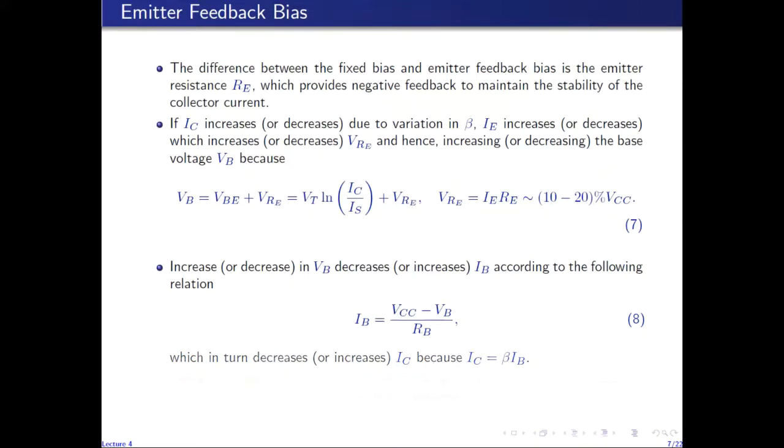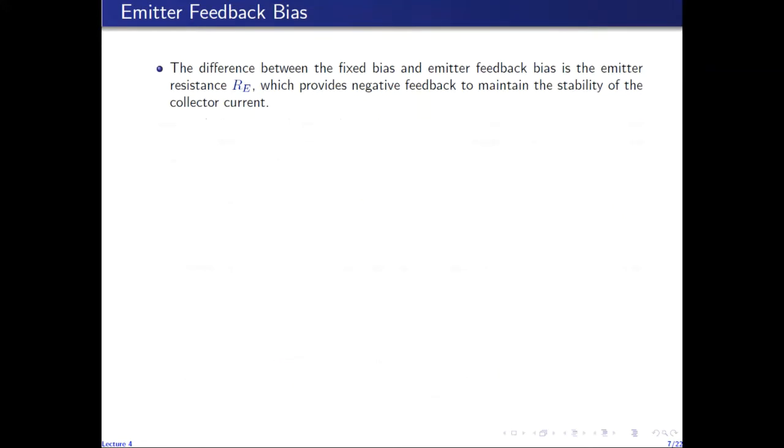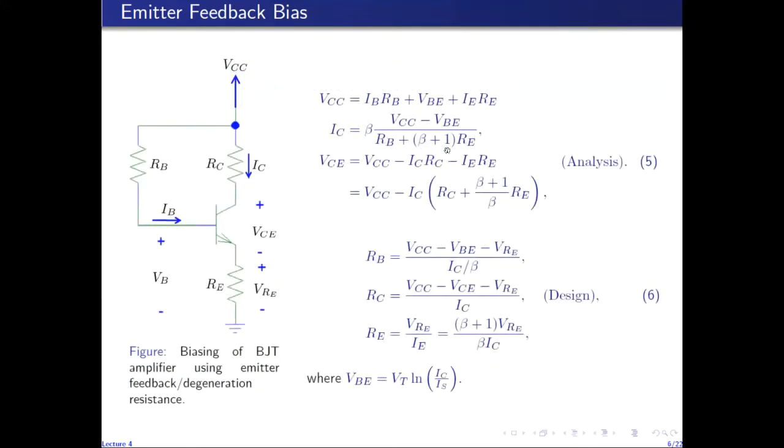So if we look at this equation here, then IC has a direct dependence on beta. So if we could somehow reduce RB and make it much smaller compared to this term, beta plus 1 RE, then we can approximate the denominator with beta plus 1 RE.